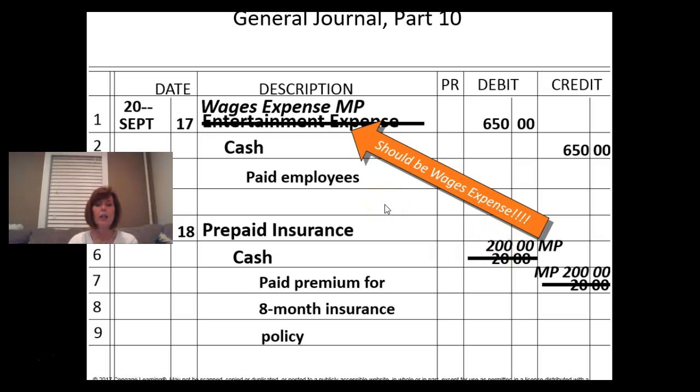So we've got the general journal where we inadvertently posted originally to the entertainment expense, should have been the wages. So now we've crossed it out, we've written the correct one above it, and we've put our initials so that everyone knows it was us. Down here we used the correct accounts, we just did it in the wrong amounts. So again, crossed out, correct amount written in, and initials.